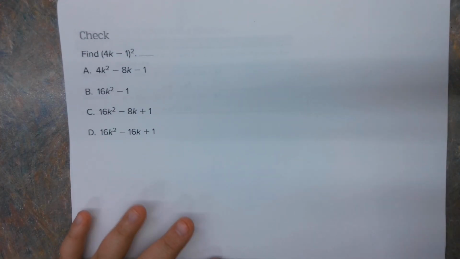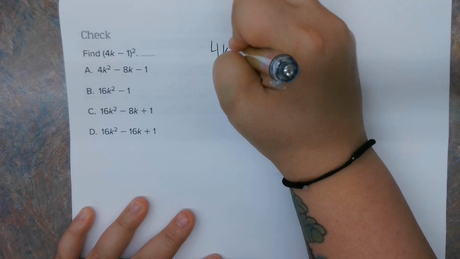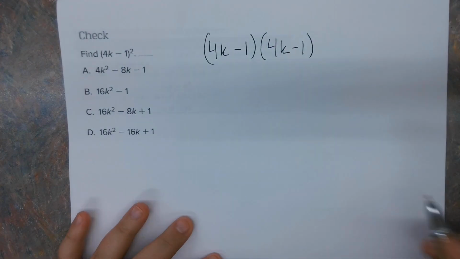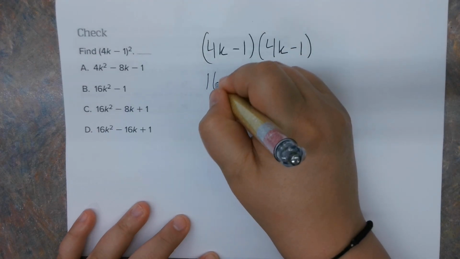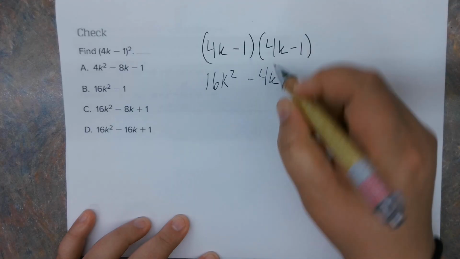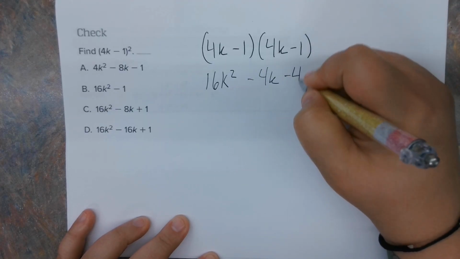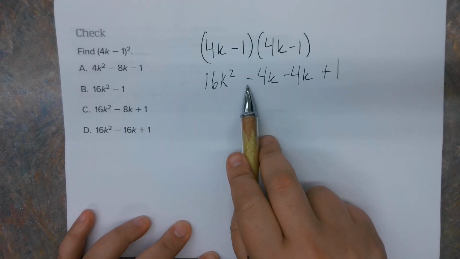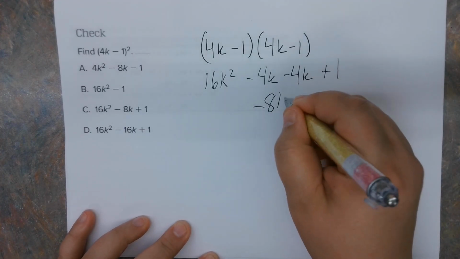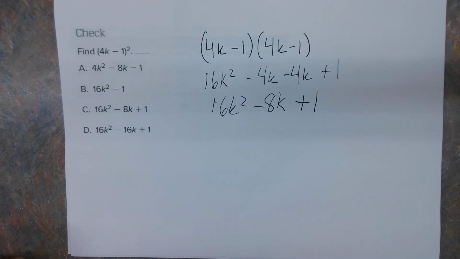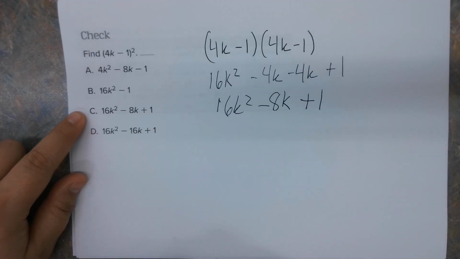Try it. Press pause. Try it. 4k minus 1. 4 times 4 is 16, k squared. 4k times negative 1 is negative 4k. Negative 1 times 4k is negative 4k. Negative 1 times negative 1 is positive 1. Negative 4 minus negative 4 is negative 8k. Bring down the other terms. Which one is that? Right there.